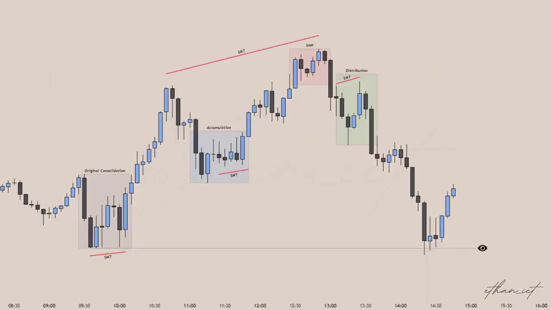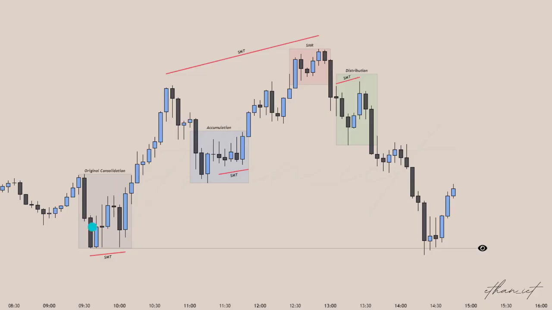So here's the second example, and it's exactly the same thing, but now it's a market maker sell model, right? So we have this original consolidation here with SMT divergence confirming that the previous market maker buy model, that was the smart money reversal for it. And so once we create this new smart money reversal, this became original consolidation.